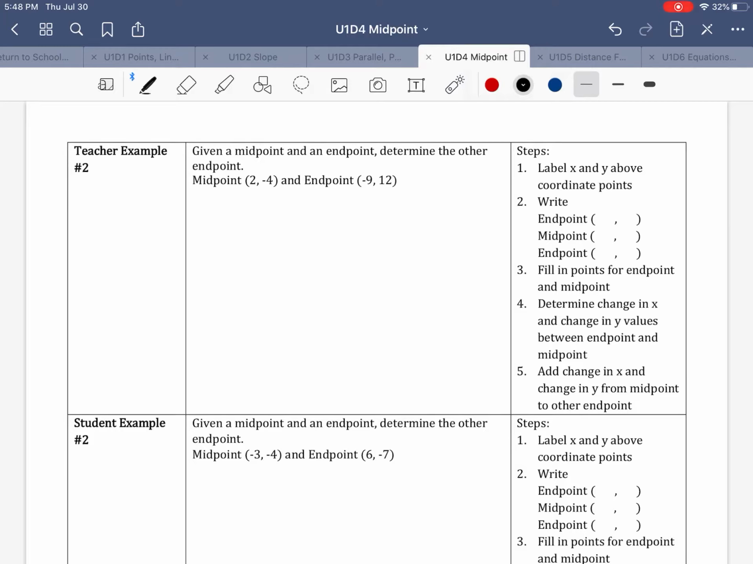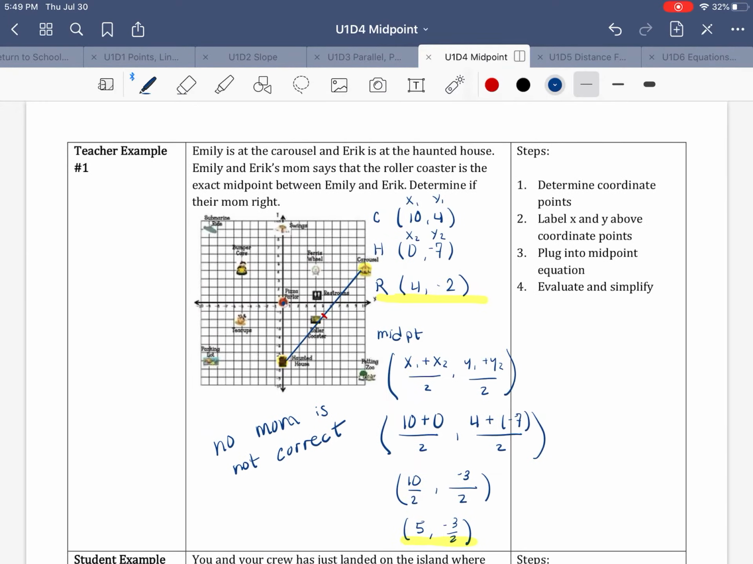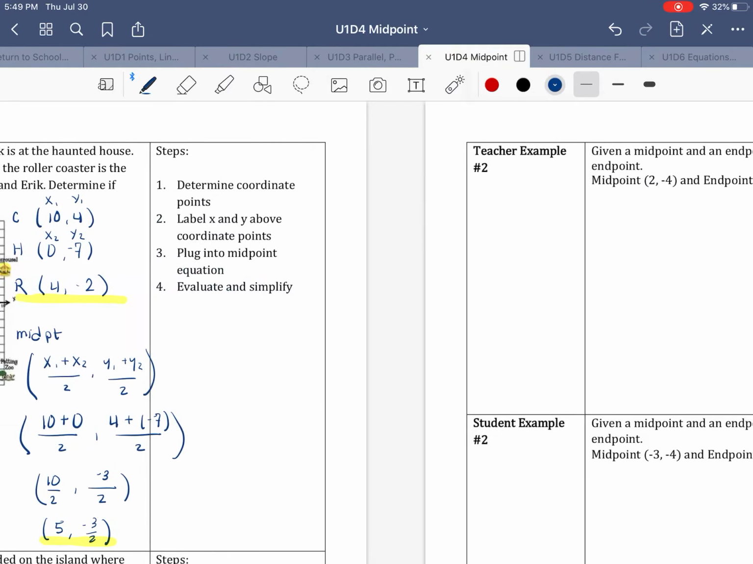All right, teacher example number 2. Now we're given a midpoint and an endpoint, and we're looking for the other endpoint. So I want us to recognize the difference between this kind of problem and the one that we just solved. In the previous question, we were given the coordinate point for both endpoints. We knew exactly what the endpoints were, and we were looking for the midpoint. You use the midpoint formula when you're solving for the midpoint.